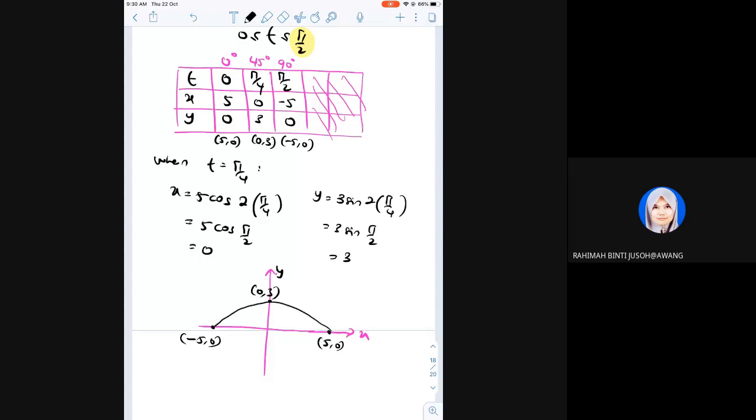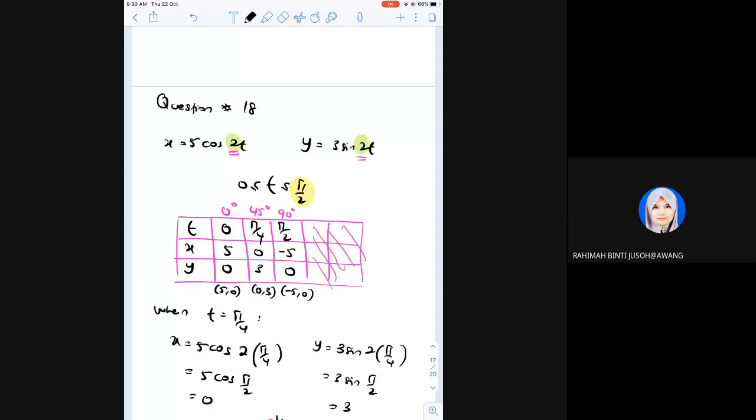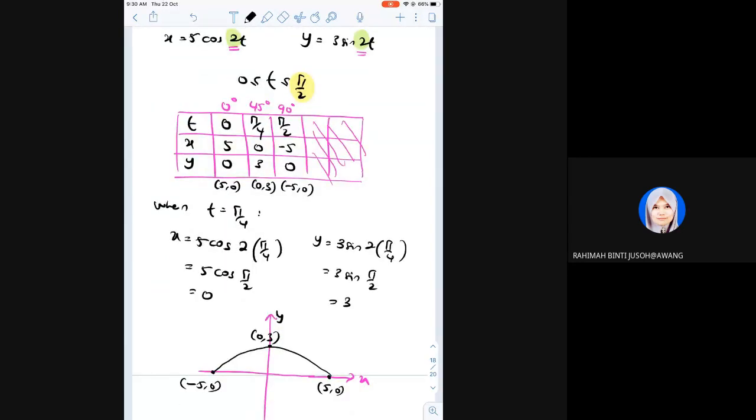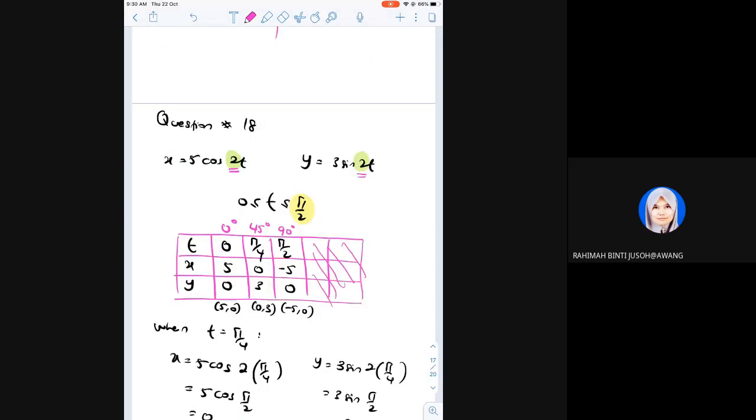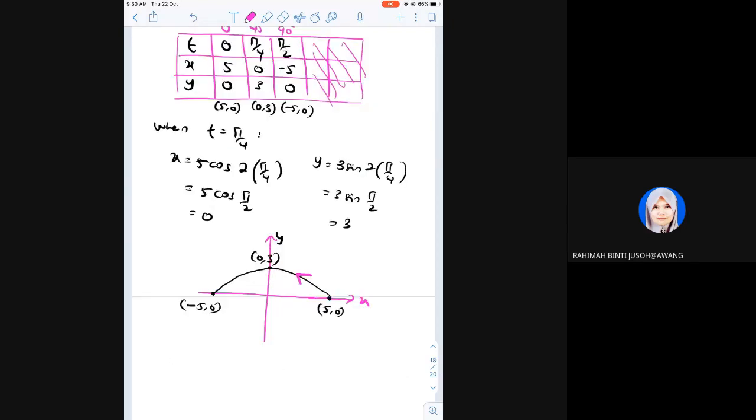Macam tu je. Okay. And then orientation dia of course lah. Kalau you tengok pergerakan dia daripada titik kiri, kanan ke kiri ni. So the orientation should be like this lah. And then of course kalau you tengok ni pun dia cos kan. Kalau cos dia counterclockwise kan, lawan arah jam. So that's why orientation dia macam ni. Understand?